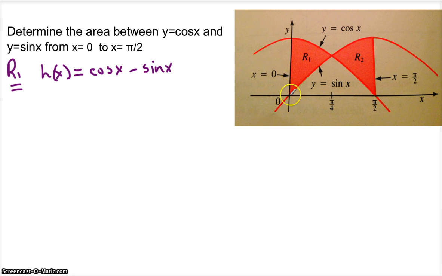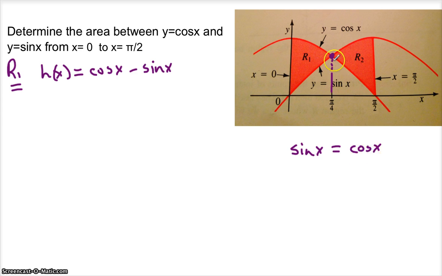The left bound will be 0. The right bound, according to this picture, would be pi over 4. Now, how would you figure that out if I didn't give you the picture? Well, you'd have to intersect the two graphs. So sine x will be intersecting with cos of x. So you have to solve this equation.